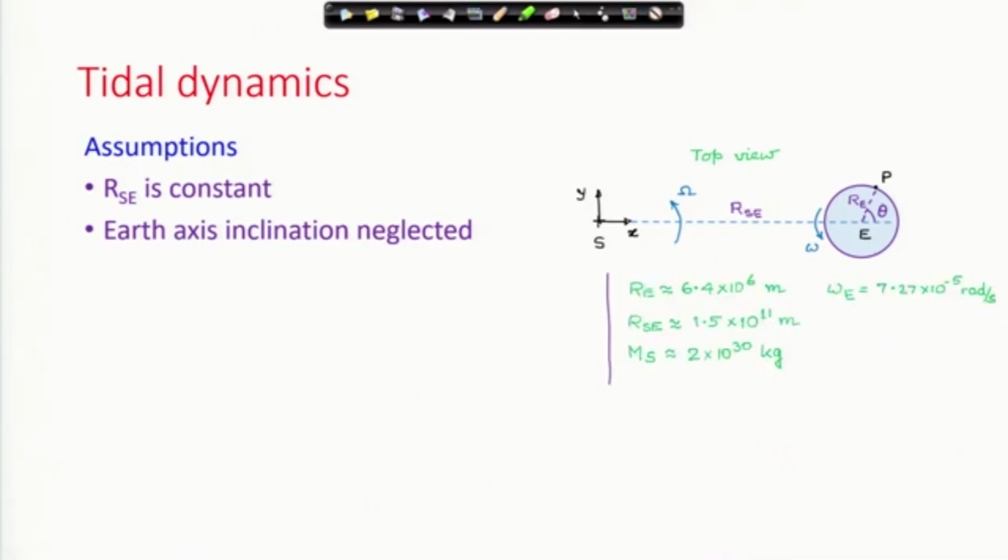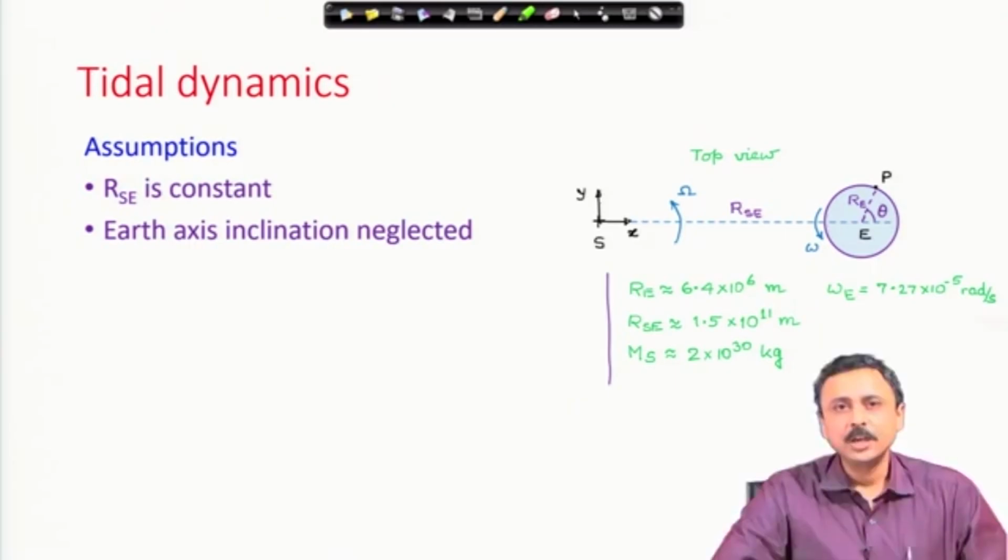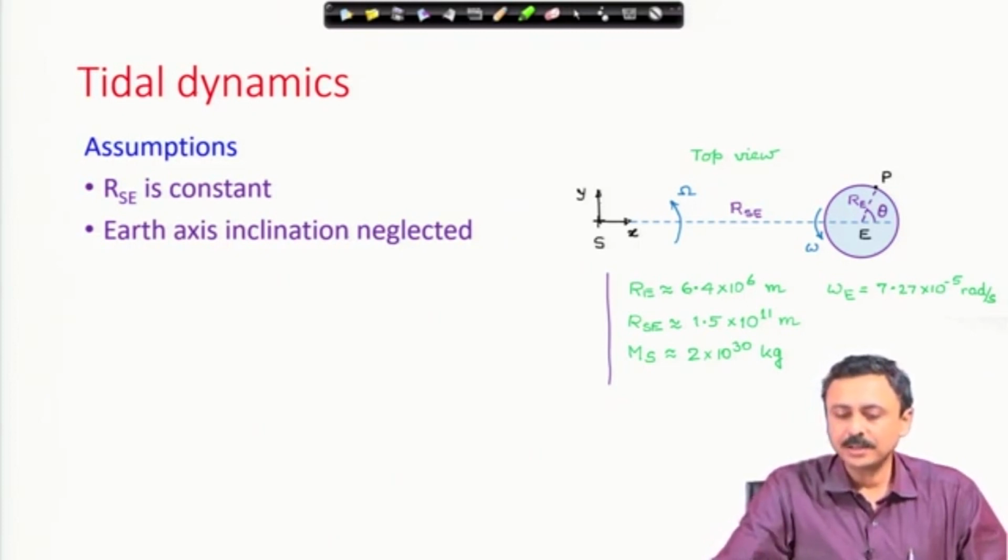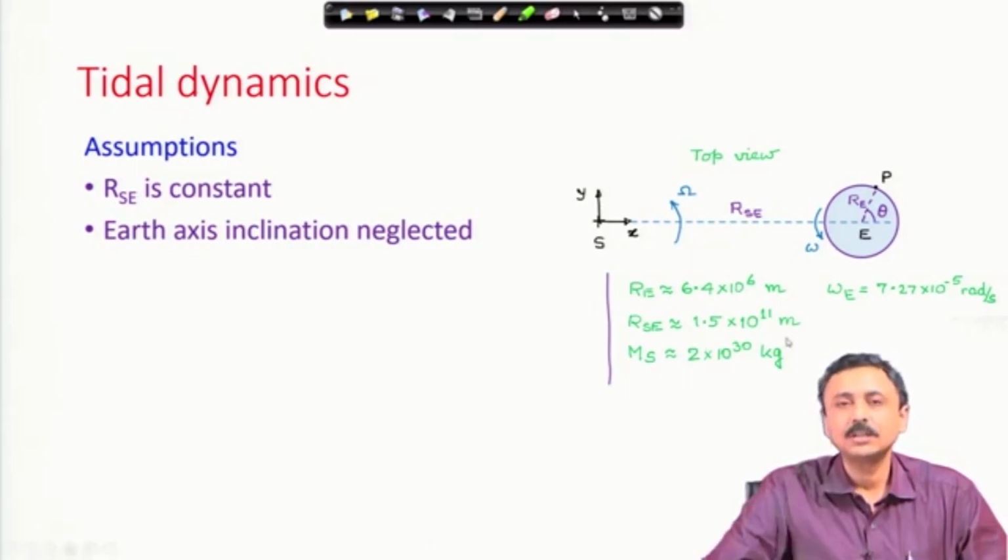Let us have some feeling of the numbers which are involved in this calculation, though we are not going to do any numerical calculation, but you must have some idea of what the numbers look like. The radius of the Earth is roughly 6,400 kilometer, which translates to 6.4 × 10^6 meter. The sun-earth distance is 150 million kilometers, which is 1.5 × 10^11 meter.